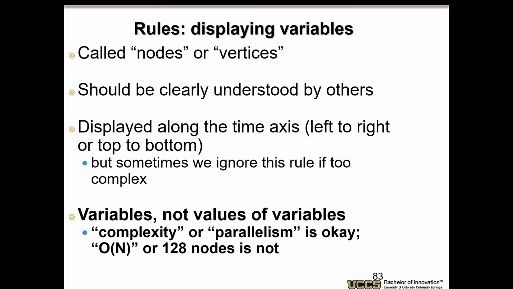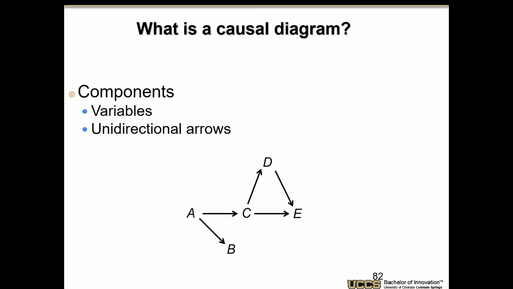We basically have things called nodes and vertices. The names of those nodes and vertices should be clearly understood by the people, so in your diagrams you can talk about them. We display along a time axis, which is generally left to right or top to bottom. This is sometimes too complex, so you can actually say this is a timeless diagram and it's just the order of arrows, they're asynchronous. You don't know what time is. But generally in this arrow, right, so this is time. A precedes C, precedes D, E. But since it's directional arrows, it's pretty clear the order they flow in.